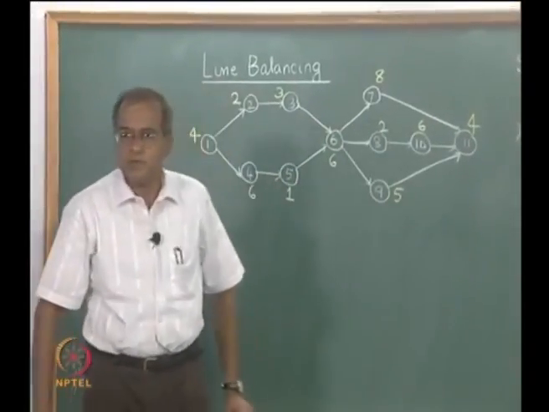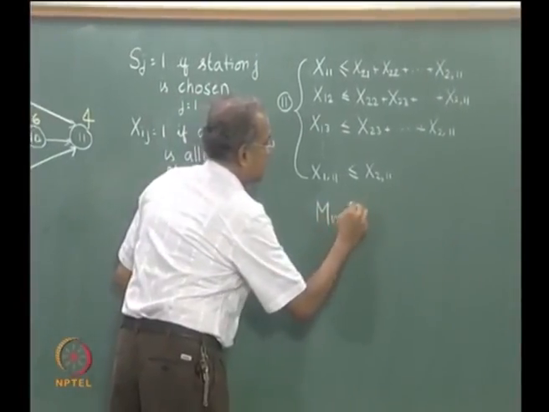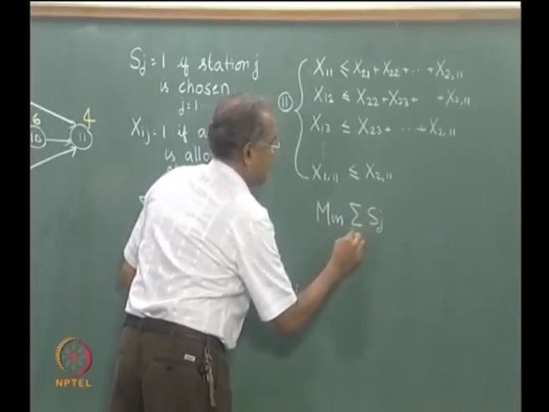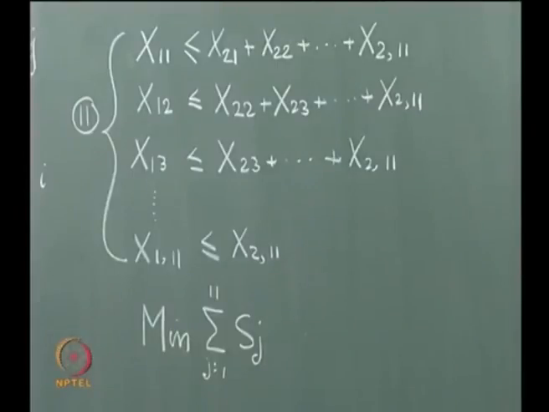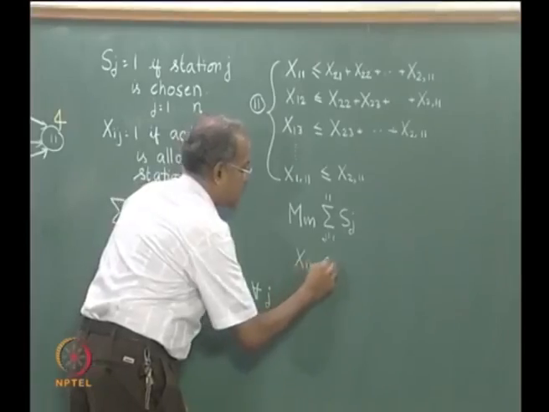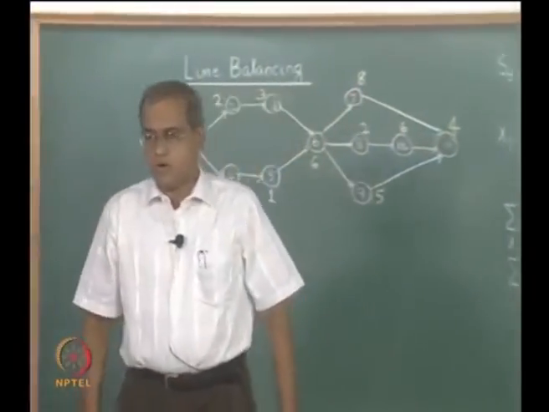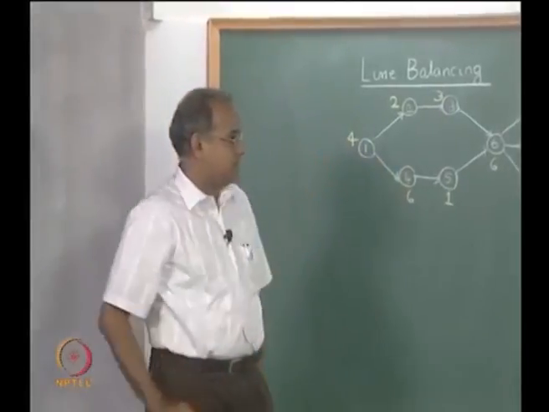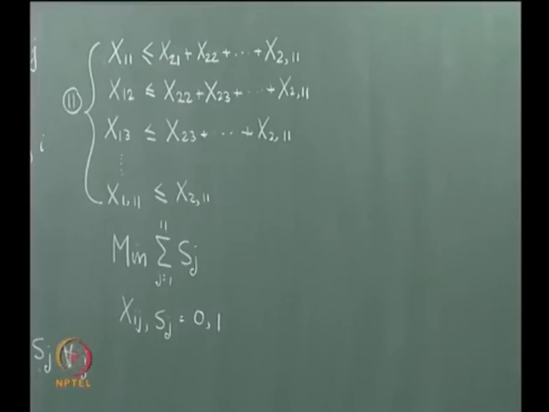Then the objective function is to minimize the number of workstations. So minimize sigma Sj, j equal to 1 to 11 will be the objective function associated with this. Of course, all xij's and Sj are binary variables, so they are either 0 or 1. So optimally solving this 0-1 problem can give us the optimum solution to the line balancing problem. But then we will look at two very simple heuristics to solve this line balancing problem.